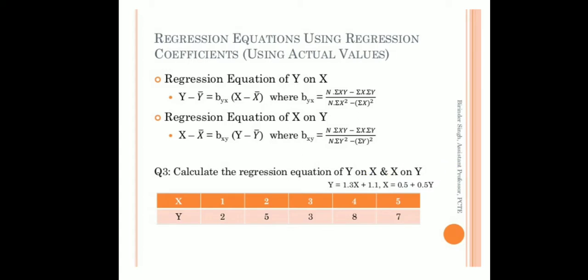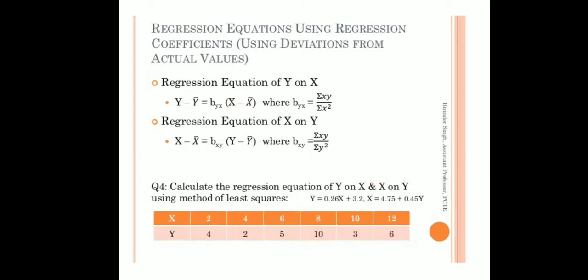Some more examples. This is the regression equation with the second method, by the coefficients. So regression of y on x: y minus y bar equal to byx into x minus x bar, where byx equal to n into sum of xy minus sum of x into sum of y, divided by n into sum of x squared minus sum of x the whole squared. Similarly, x on y. Calculate this. The example is here. Try for that. The answer also is given.